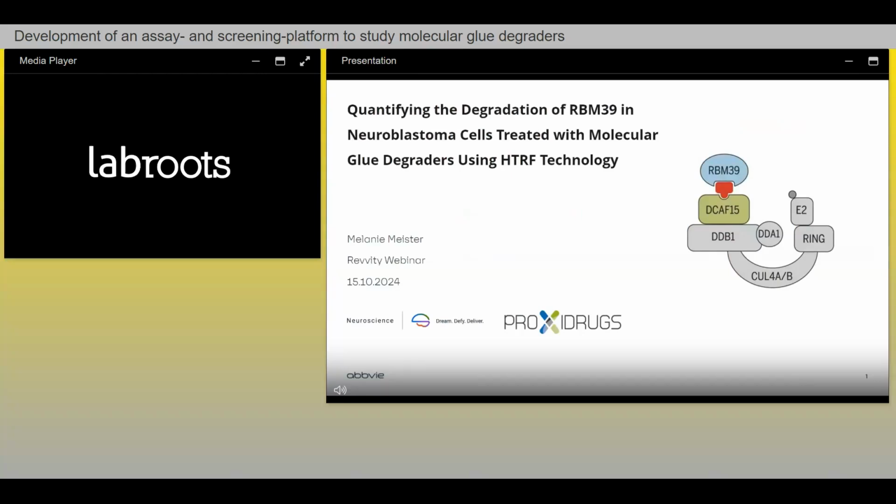So welcome, everyone. What I would like to do today is to walk you through an application note that we have been writing with Gravity a couple of months ago, which is around the application of the RBM39 HTRF kit in our labs. And before we dive into the data, I will give you a short overview on RBM39, what it does, and why it might be of interest for the cancer field.